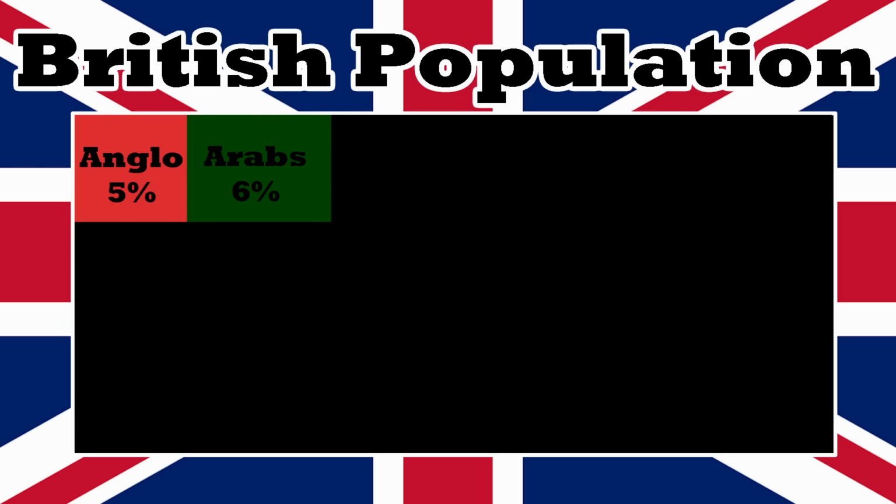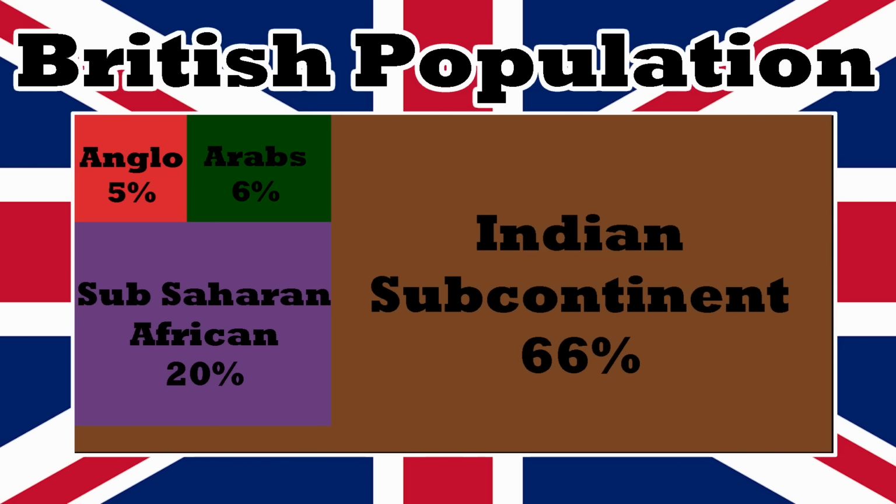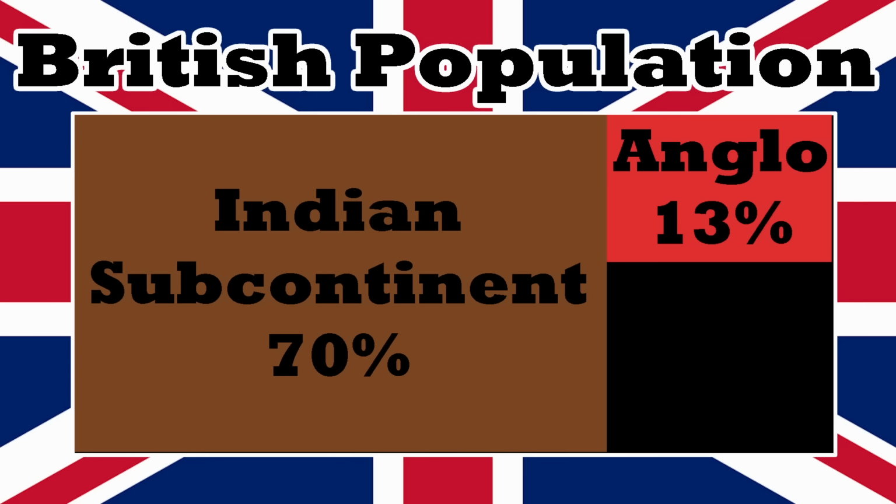Arabs make up 6%, Sub-Saharan Africans 20%, and finally, people from the Indian subcontinent dominate easily with 66% of the population. Back in 1939, this was significantly different, as the Indians made up an even larger 70% of the population, but the Anglos still held 13% of the empire at this time, as Africa was significantly less populated.